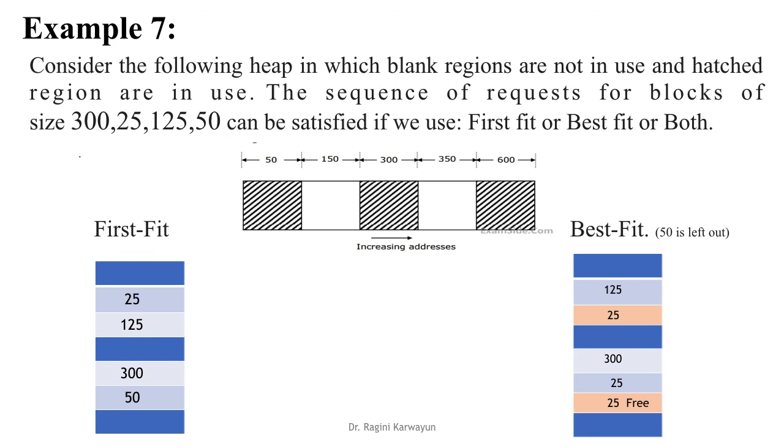The last example: here we have four processes, 300, 25, 125 and 50, and this is the memory allocation currently there. The blank regions are free, so we have two blank regions of 150 and 350. Now we will use the first fit policy to allocate these spaces to these four processes. 300 cannot be allocated to 150, so the 350 partition जो है, it will be allocated to the 300 process, the first process, leaving a hole of size 50. तो 50 होल बचा है और एक 150 होल बचा है.